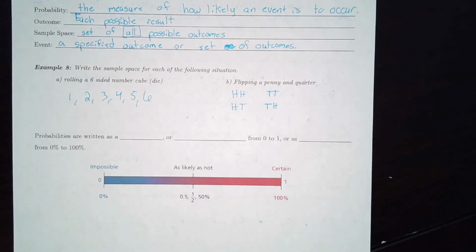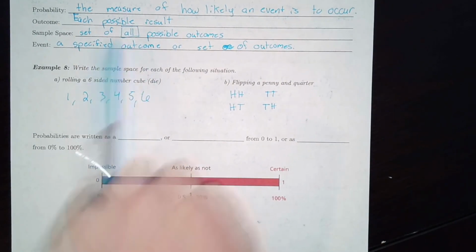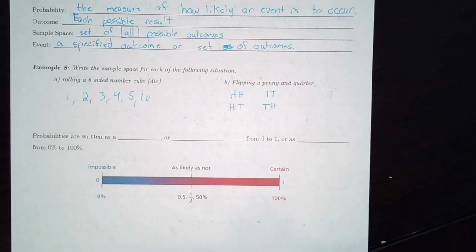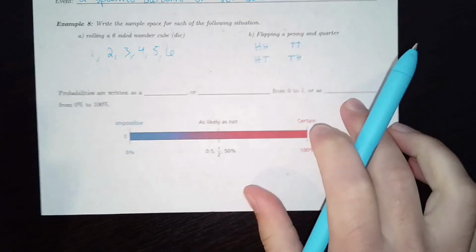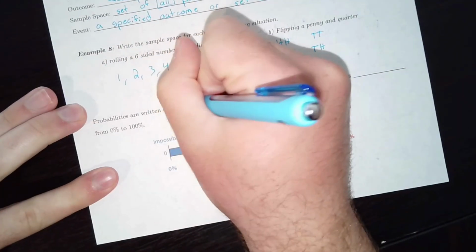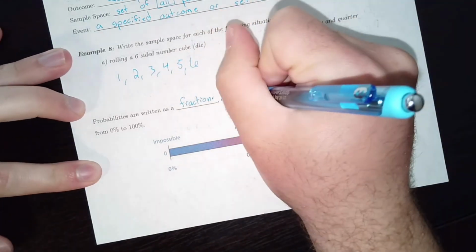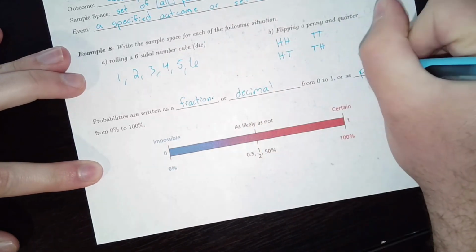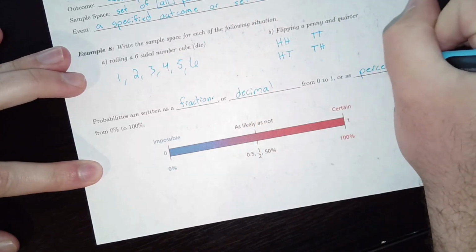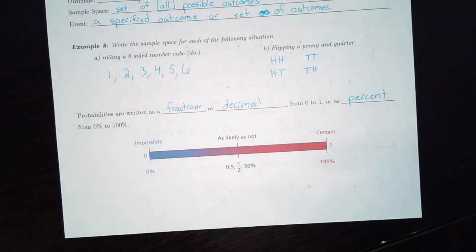Okay, so these are sample spaces. The really important thing is that we list out all of the options. If you don't list them all, you haven't really listed the sample space. Okay, let's talk about probabilities just a little bit more here. Probabilities can be written as a fraction or a decimal or as a percent. Okay, so you get the choice. You can either write it as a fraction, a decimal, or a percent.